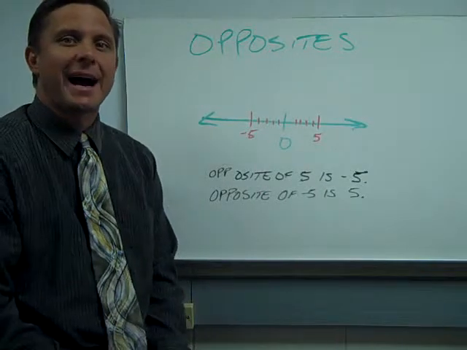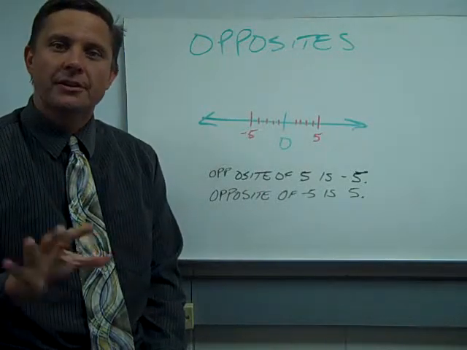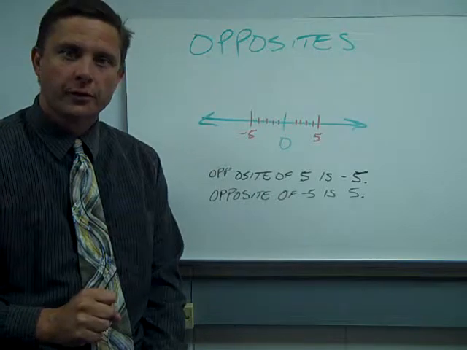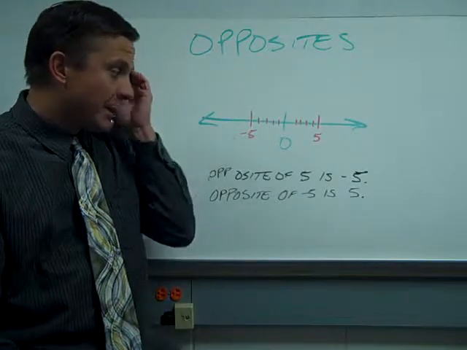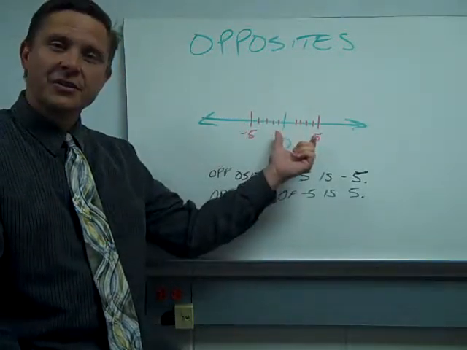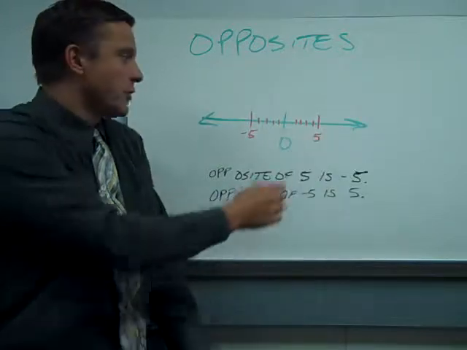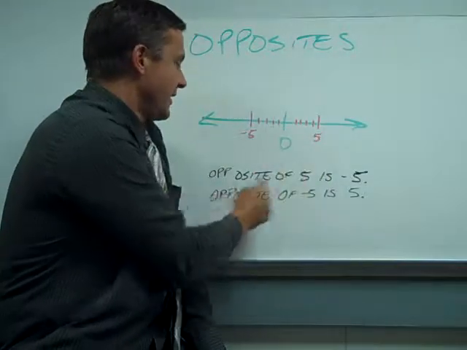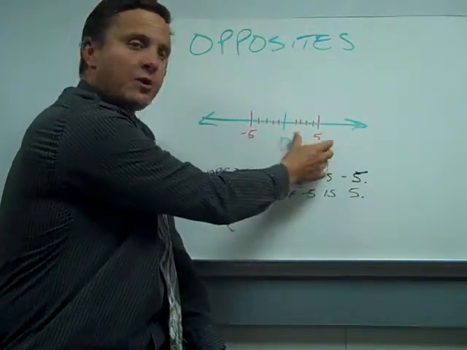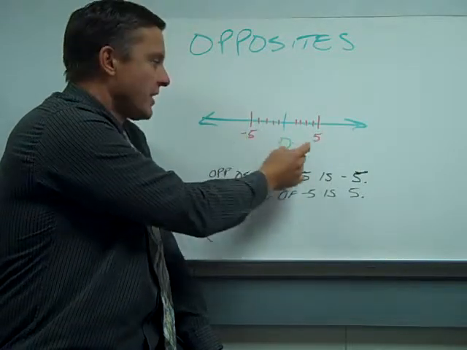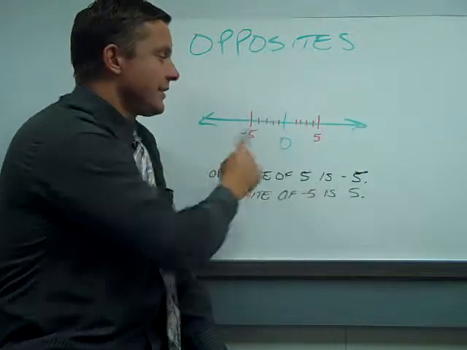So today we're going to talk about opposites. Opposites, again, probably review for most of us, are simply a set distance around the origin. So if I have a distance of 5 and I want to say the opposite of 5, we go the equal distance the other way. So the opposite of 5 is negative 5.